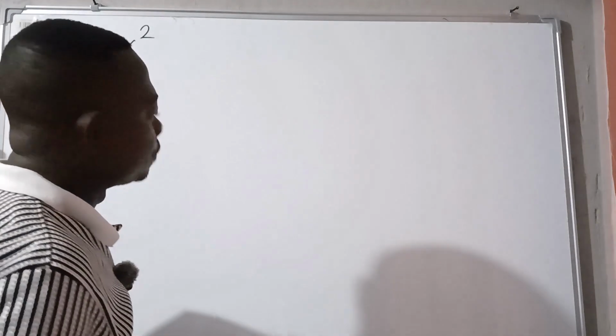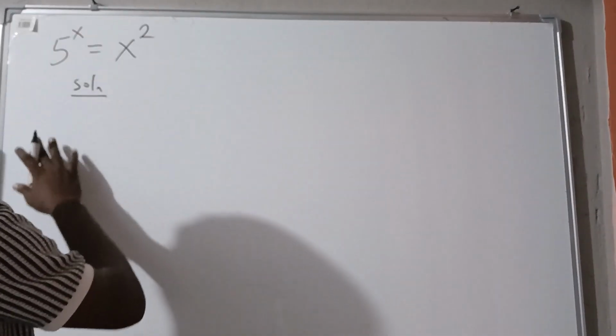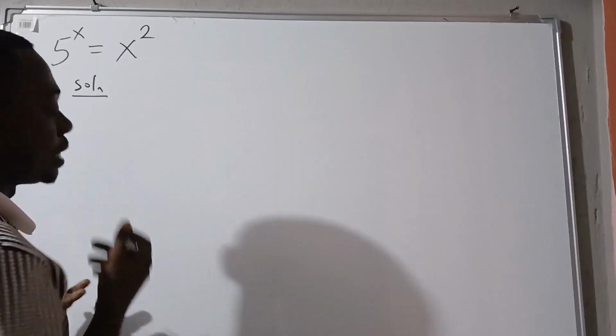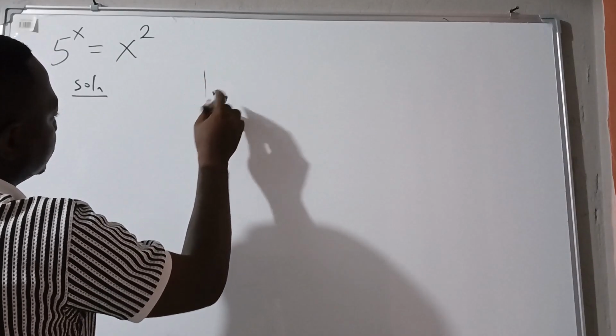Now, first of all, in a situation like this, we have this one and that. Let's first of all bring the powers down. And to bring any power down, the only way out is to take log on both sides. I would like to go with the natural log, which is ln.